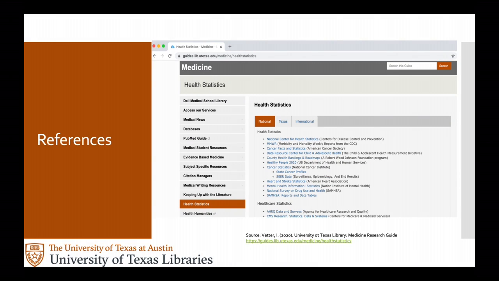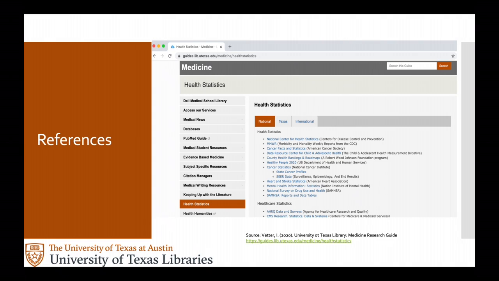Last, make sure to list where each of your facts came from on the infographic itself. Here's a page from the Medicine Research Guide prepared by our medical school librarian, Imelda Vetter, and it shows the top places to look for health statistics and healthcare statistics, as well as other information. I recommend taking a look at it.